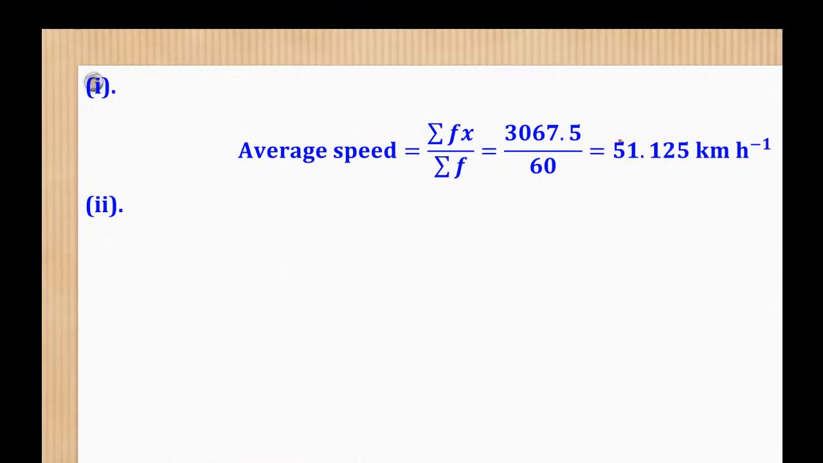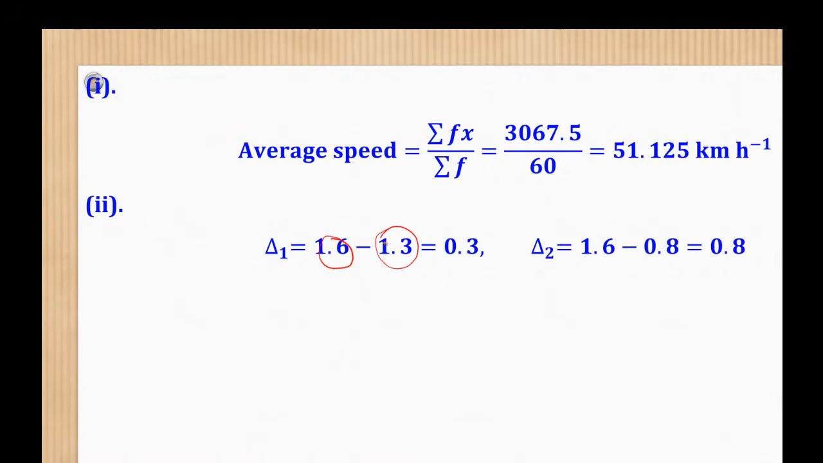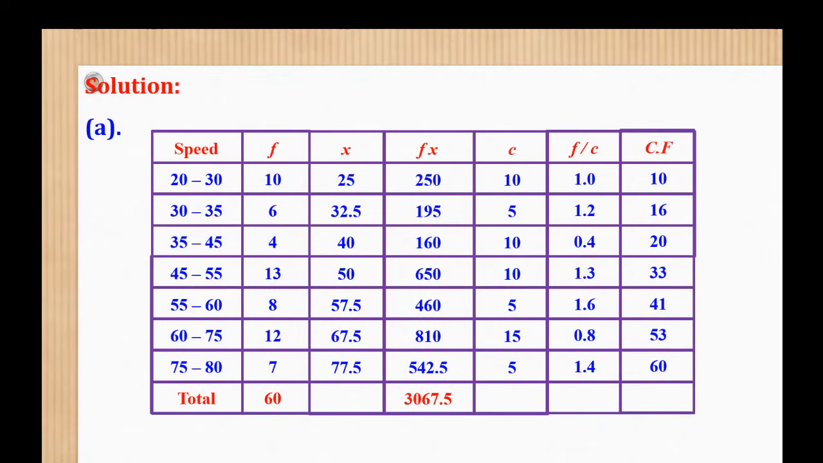Next was the mode. For the mode, we need to get the difference between the modal frequency and the pre-modal frequency, and also the difference between the modal frequency and the post-modal frequency. So let's see where they were got from. If you look at this column, each time the class widths are unequal, we now use the frequency density column. The highest is this. So delta 1 means the difference between this and the pre-modal. Delta 2 means the difference between this and the post-modal, like that.